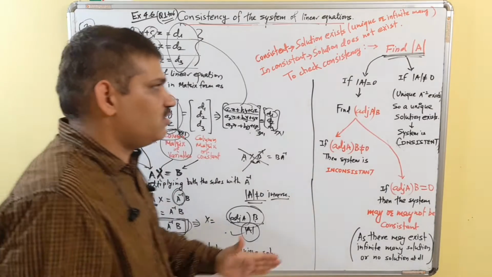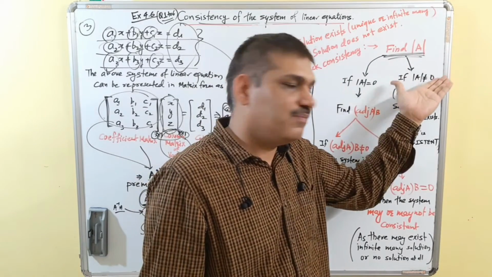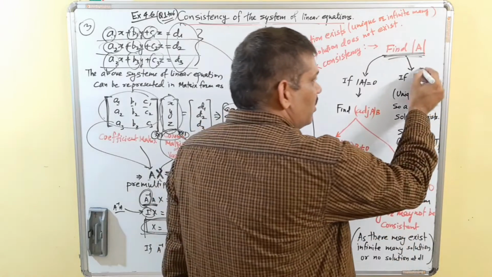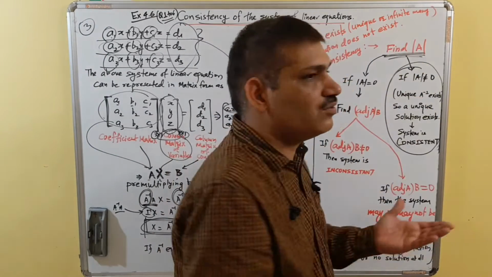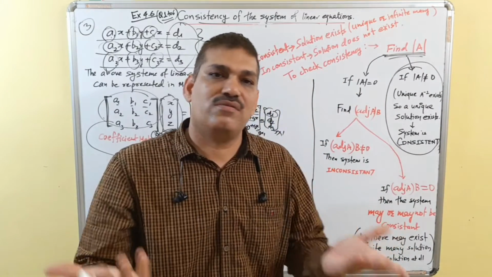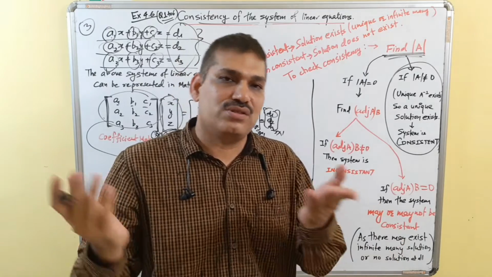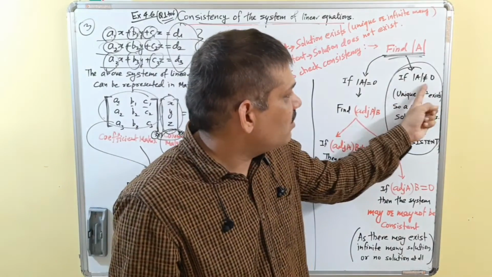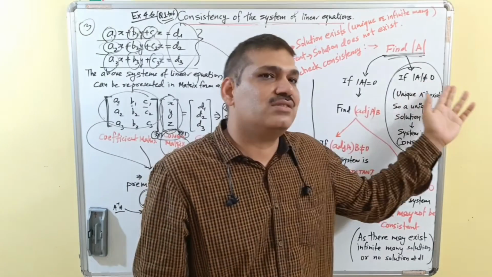As soon as we find the determinant of A, if determinant A is non-zero, that means we can find its inverse, that is, a unique solution exists. And in most of the questions of exercise 4.6, we are to find the solution of a system of linear equations. We are to find the solution, which means the solution exists. So in each and every case, from question number 7 onward, we will have determinant A non-zero.